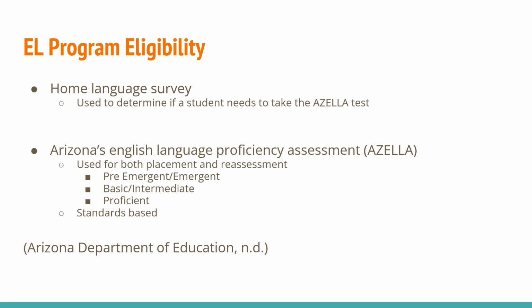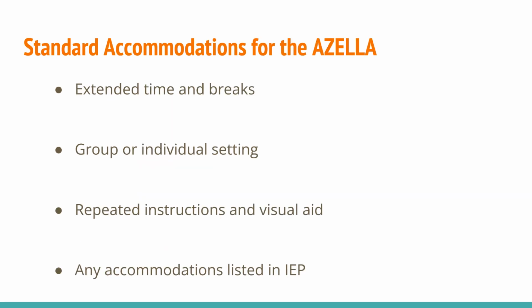The AZELLA is a placement test and is also used for reassessment, so it does both. There's 3 categories students can land in: pre-emergent/emergent, basic/intermediate, and the third one being proficient. This test is standards-based, and students are given proficiency scores in order to place them in one of these 3 levels. Students taking the AZELLA have standard accommodations available to them to ensure that the results are accurate for the student's abilities, and also ensures that the test is accessible for all students, right?